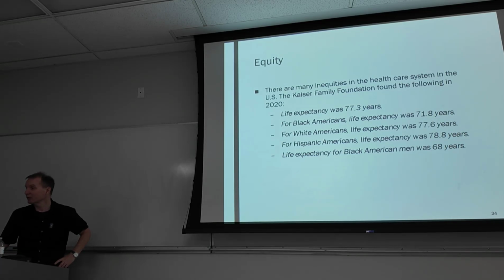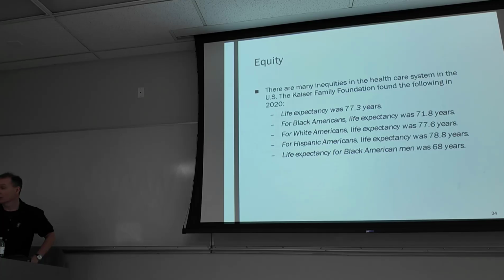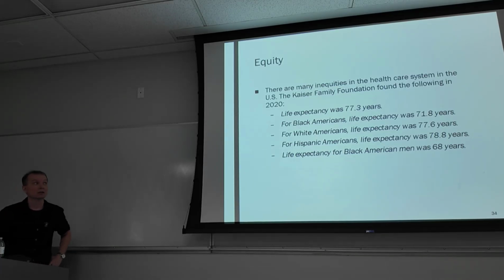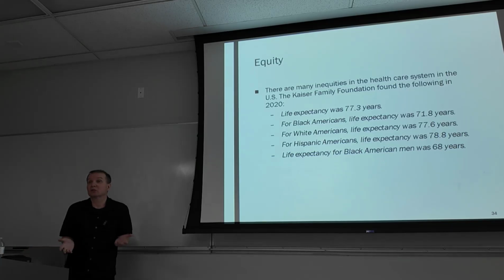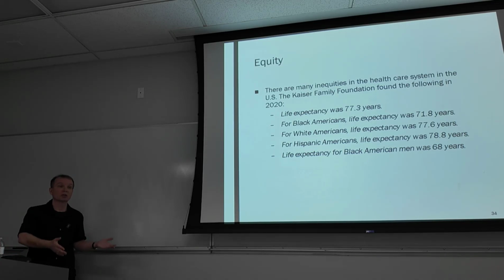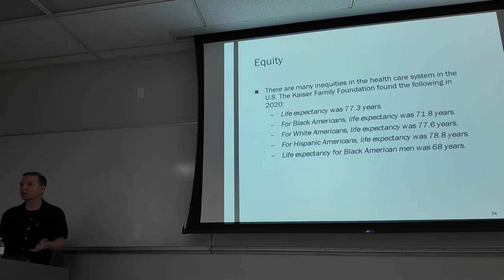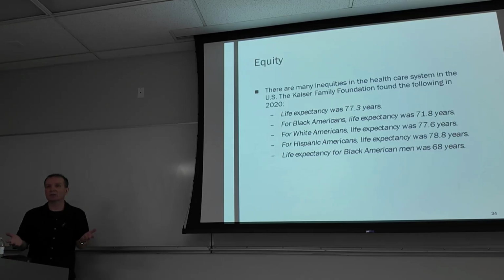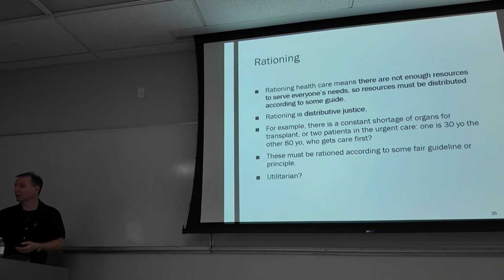Now, if you look at the numbers, they already tell you not everything is very equal. Overall life expectancy in this country is 77.3 years, but for black Americans it's 71.3, 6 years less. For white Americans, 77.6, a little bit more. For Hispanic Americans, 78.8, even more. For black American men, it's 68 years. So clearly, it doesn't work equally for everybody, and we all know why, right? Because healthcare costs money, not everybody has money, certain populations have less wealth than others for historical reasons, among other things, and that produces different outcomes.